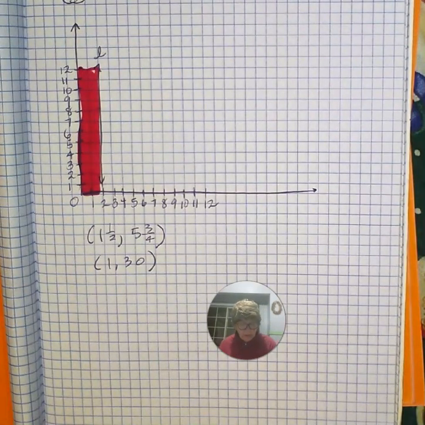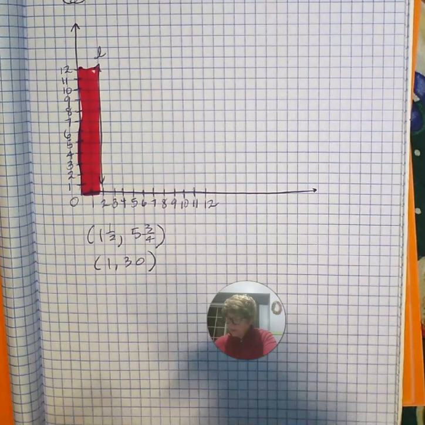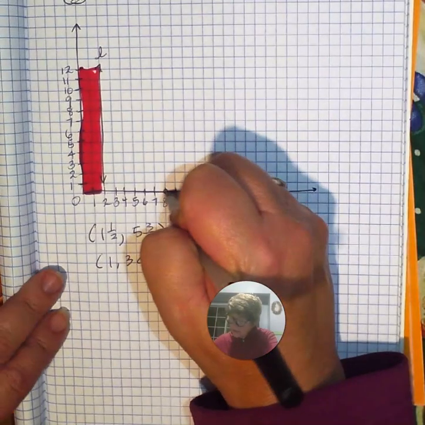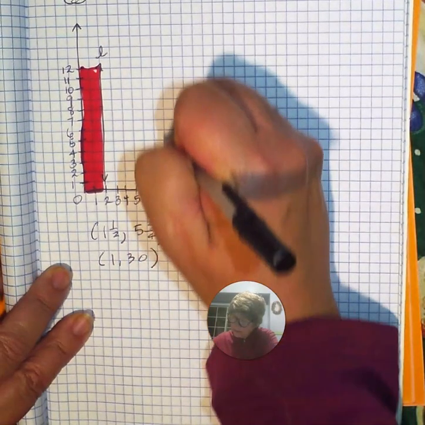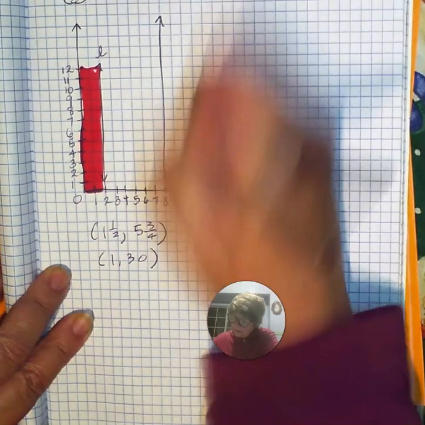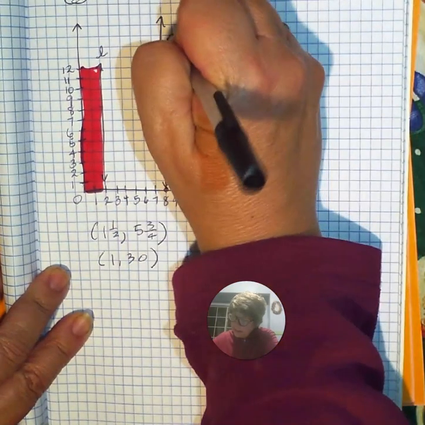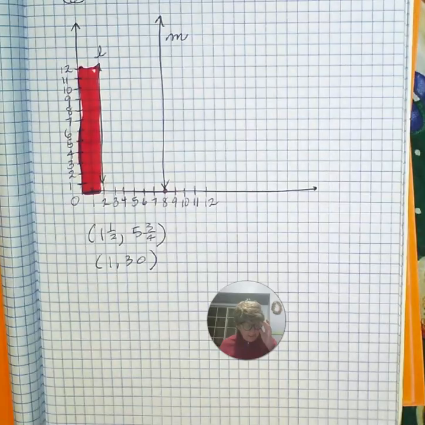Okay, so in number 2, it says line M is a vertical line that intersects the x-axis at point 8, 0. Draw and label line M on your graph. 8, 0. Can you do that? It's going to intersect, so we're going to draw line M right here. And we're going to label it with an M.